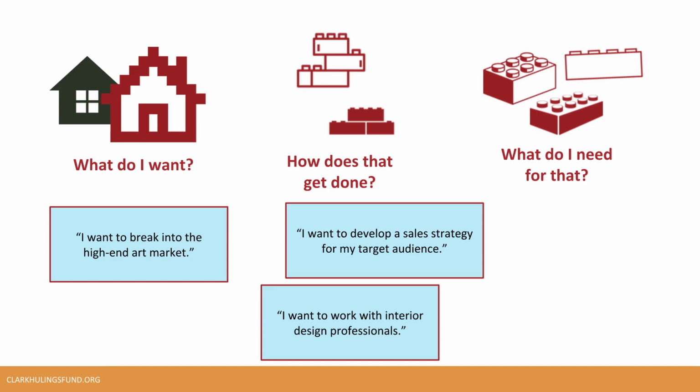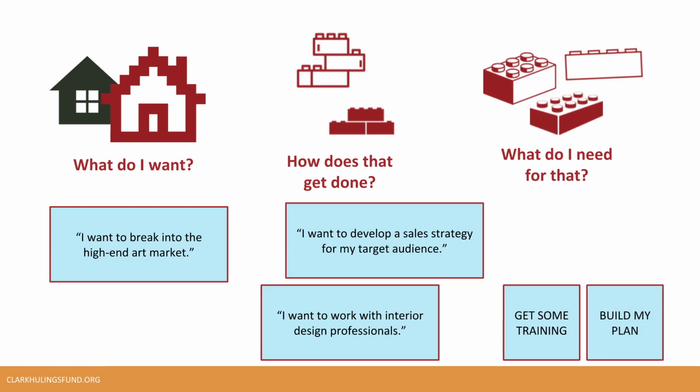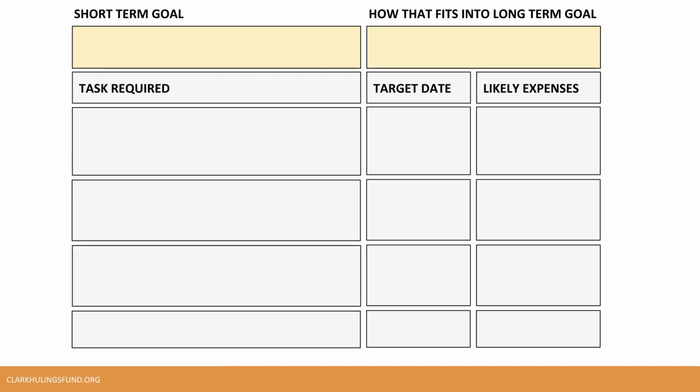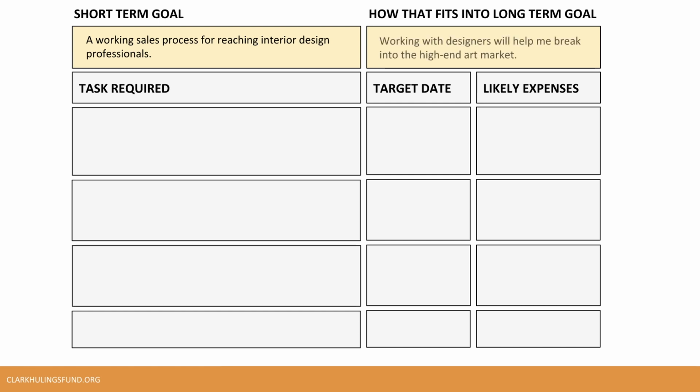Now, what do I need to do that? Well, maybe I need to get some training, and maybe I also need to build a plan for actually doing the selling. And then finally, I would need to launch that process because a plan by itself doesn't achieve anything. So here's a format for building such a plan. First, I might take my short-term goal of a working sales process for reaching interior design professionals. And then I would ask how that fits into my long-term goal, just to make sure it does. So working with designers will help me break into the high-end art market.